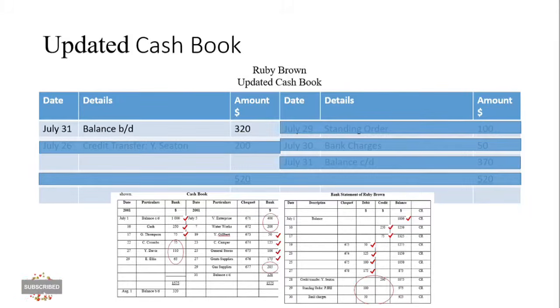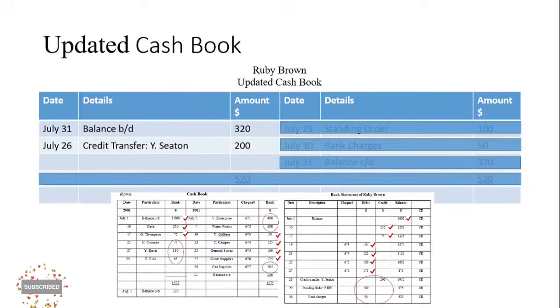We talk about the long way in a little while. There are also some items that were missing, if you remember, right? There was a credit transfer from Y Seaton for $200. It was in the credit column of the bank statement, so I put it here on the debit side of the cash of the updated cash book, because it would have meant that no money is coming into your account by Y Seaton. So what Y Seaton did is he just deposited the money into your account, so you would not know that the money is in your account. It would come on your bank statement, but you just would not know.